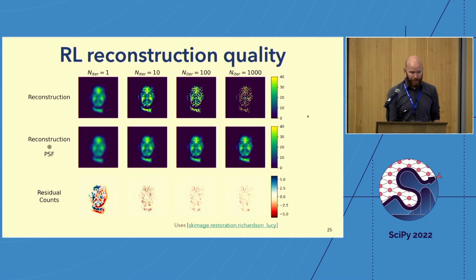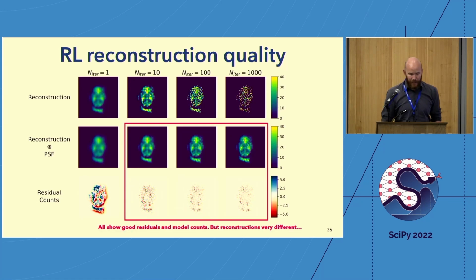The reason for this is that if you take a look at the reconstruction convolved with the PSF again, you actually get a good prediction of your model counts, even after the PSF convolution and even after these 1,000 iterations here. And the same is confirmed, for example, if you take a look at the residual counts. So this is the measured counts minus the predicted counts from the reconstruction. So these are fairly good residuals. But indeed, all of these reconstructions show good residuals and good model counts. But the reconstructions that we actually have are very different, and there's no way around this. This is just the definition of an ill-posed problem.